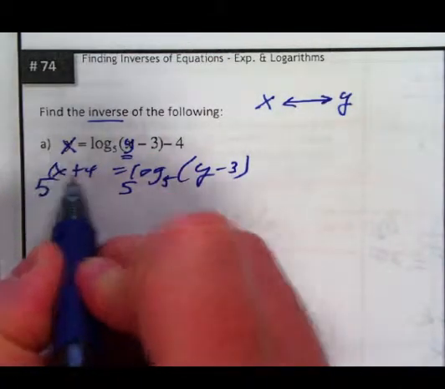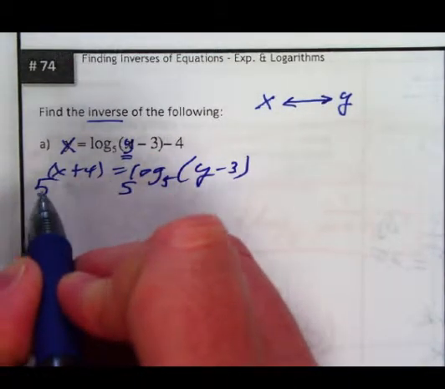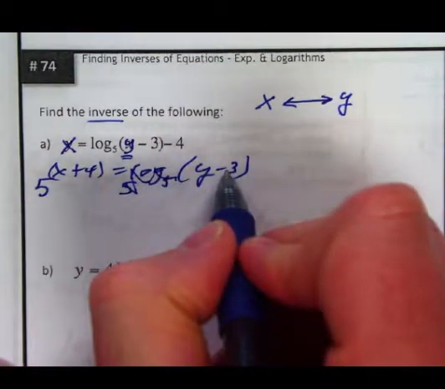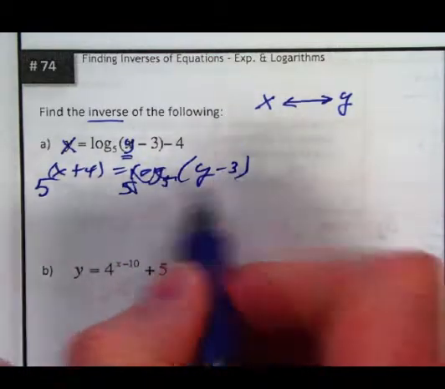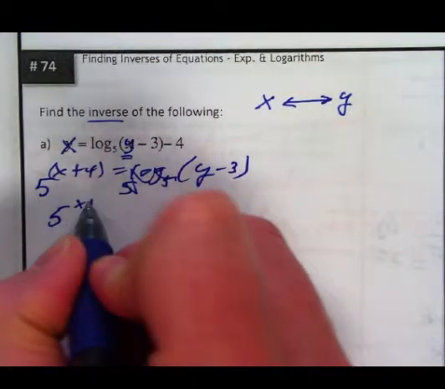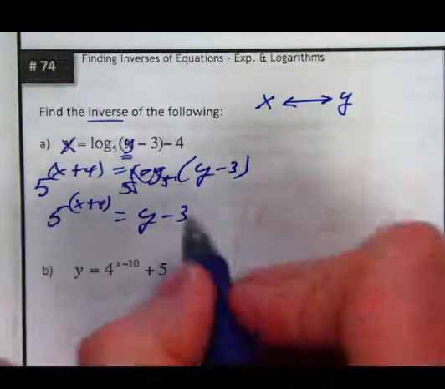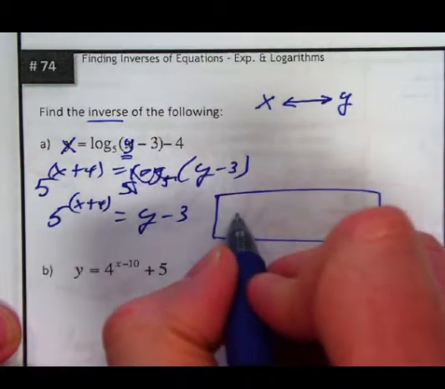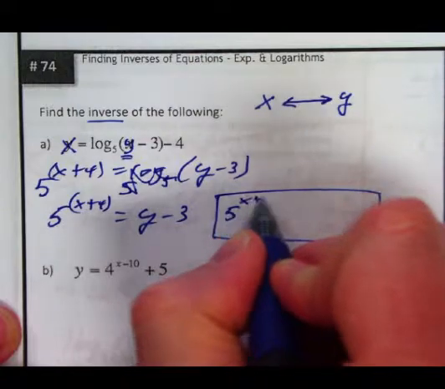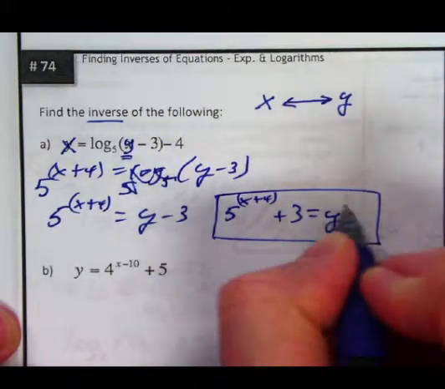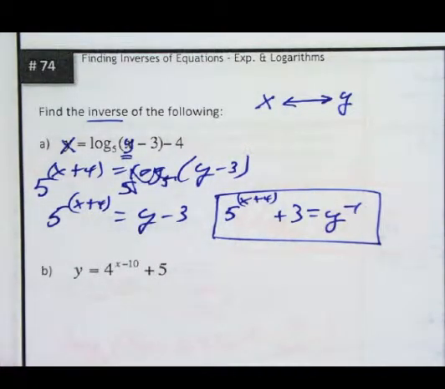Now that stuff is up in the exponent of that big 5. And so as soon as I do that, these cancel and I've got y minus 3 over here. So I'm sitting right here at this point, equals y minus 3, then add 3 to both sides and you've got the final answer that we've been looking for. So 5 to the x plus 4 power plus 3 equals y inverse, and that would be our inverse function.